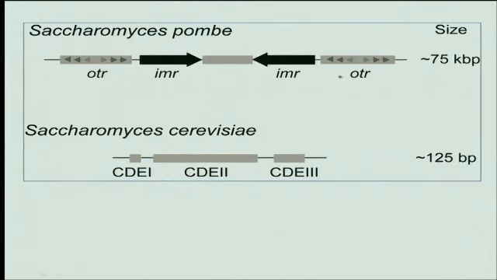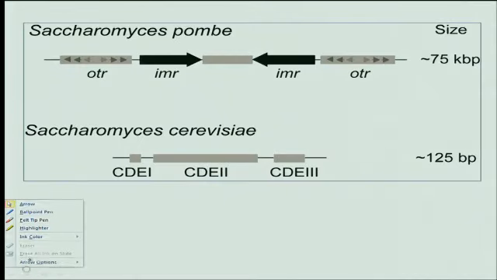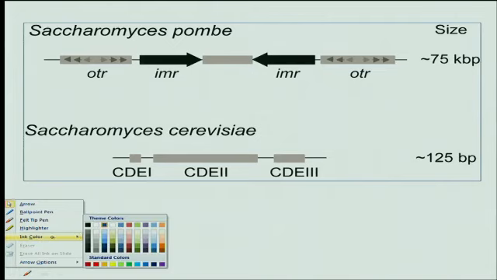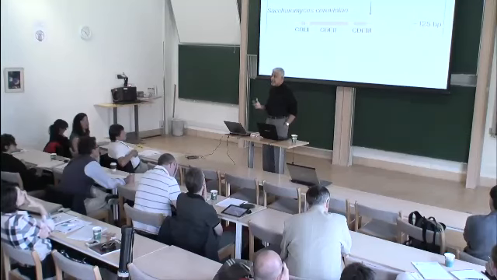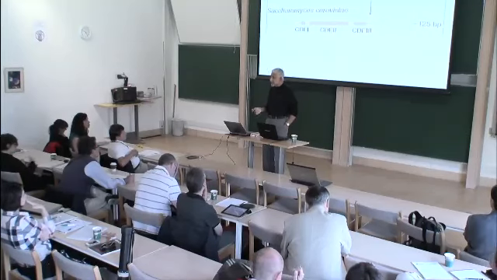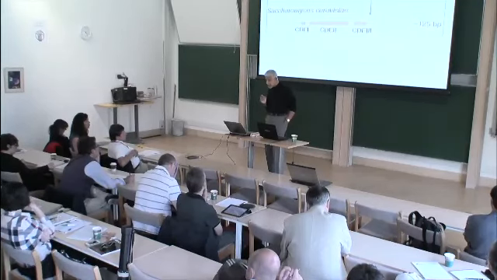So this is in the fission yeast, and the size of that centromere is about 75,000 base pairs long. And if it is a human centromere, the size is about a megabase. So that gives you the difference in the range of sizes of regional centromeres.